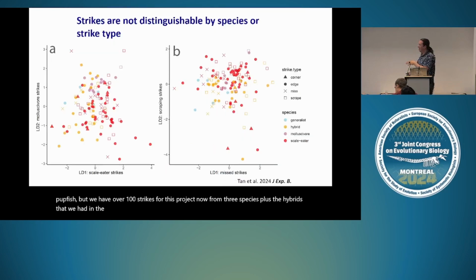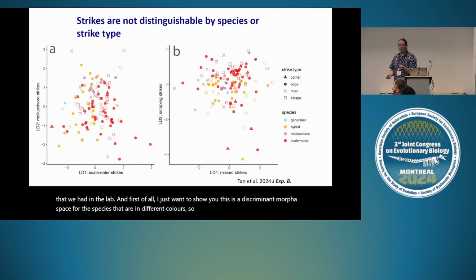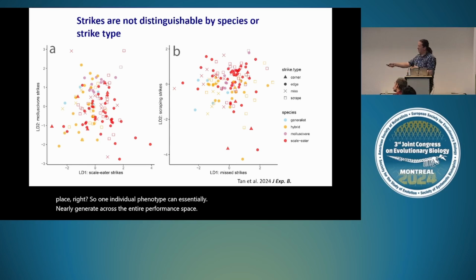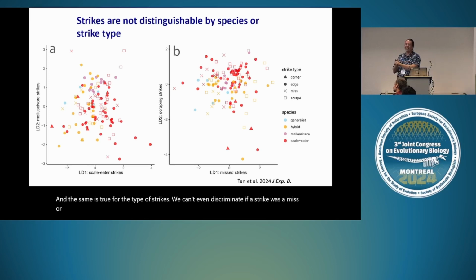First of all, I just want to show you this discriminant morphospace for the species that are in different colors. Unlike the earlier one from the field experiment, we cannot discriminate the species by their strikes. Their strikes are all over the place, right? So one individual phenotype can generate nearly the entire performance space. And the same is true for the type of strikes. We can't even discriminate if a strike was a miss or a hit. Sometimes they just touch the gel and bounce off. The kinematics give about 50% accuracy to distinguish those kinds of strikes.